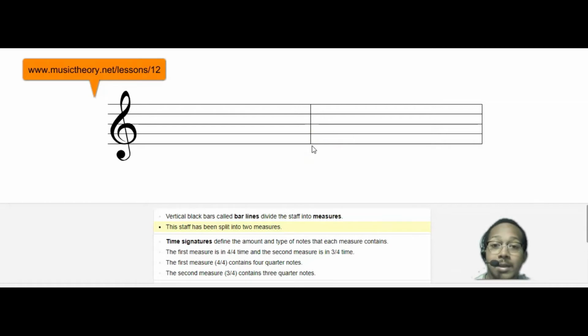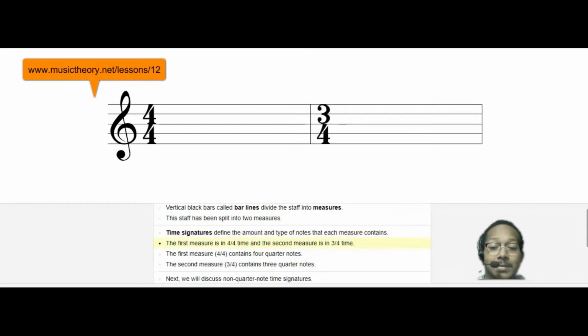An equivalent idea of a measure is a sentence. One sentence will be here, followed by our punctuation, which ends the sentence. Another sentence here, followed by another punctuation point here that ends the second sentence. So, time signatures are going to tell us the amount and the type of notes that each measure contains.